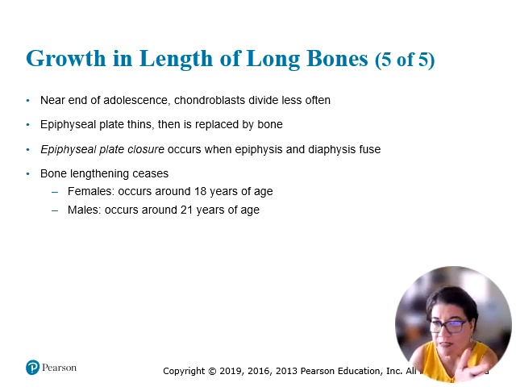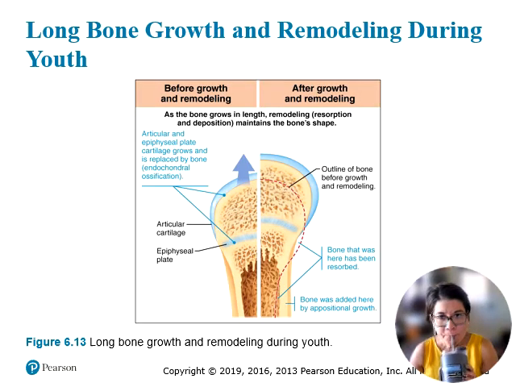At the end of adolescence, it's slowing down. The plate thins. It's going to get hardened, so it's not as cartilagey anymore. It depends on the person, but females a little bit earlier and males a little bit later. But this is a big range. This can go a lot later.